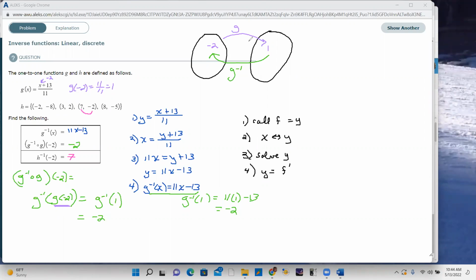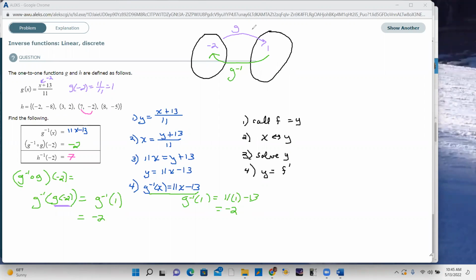So you could go through that work, but again, just having a function and its inverse, it's always going to take you right back. So as long as the two functions are one-to-one, those two numbers are like paired for life. If you have a one, you're only going to get a negative two. If you have a negative two in that function, you're always just going to get one. So no matter what order you compose them, you're going to get back to where you started.